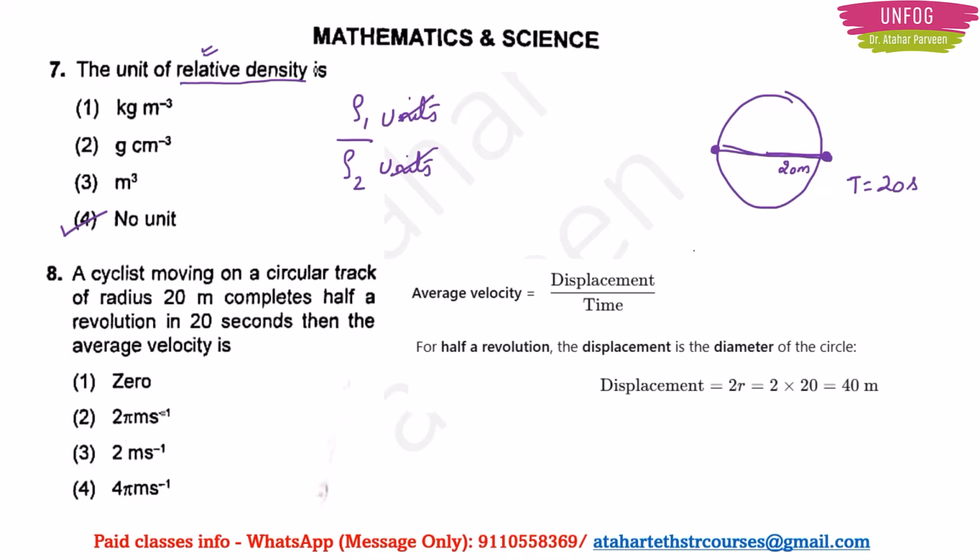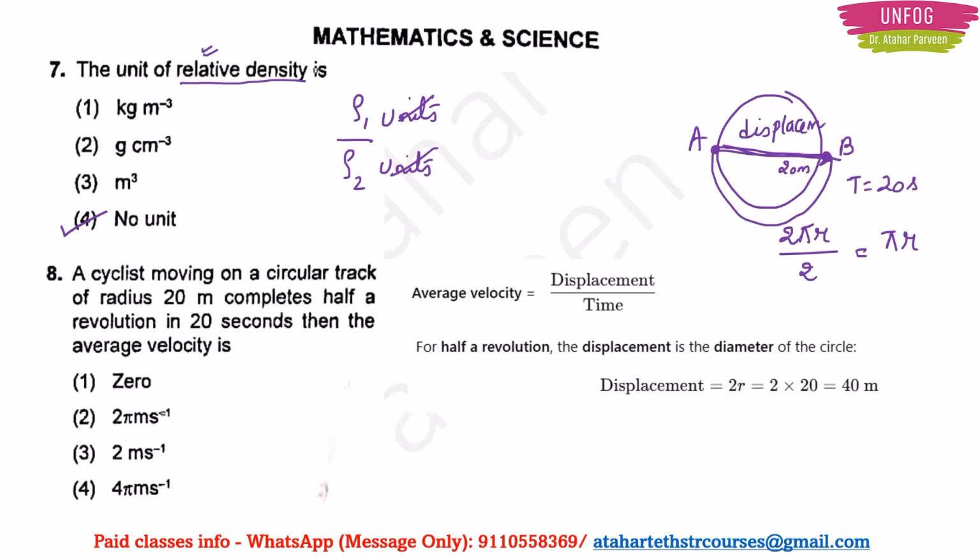So for half revolution, you have to see the displacement, right? So what is the distance travelled by the cyclist? This is the distance travelled by the cyclist, right? If the circumference is 2 pi r, then the cyclist travelled 2 pi r by 2. So he travelled pi r distance. But what about the displacement? Displacement is the shortest distance, right? So from A to B, what is the distance? That will be our displacement.